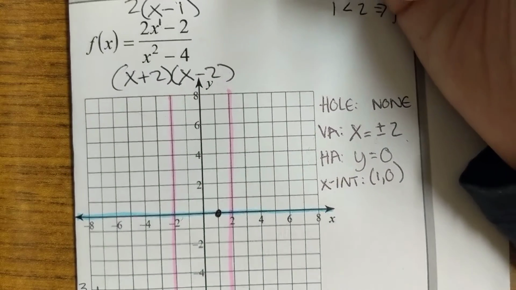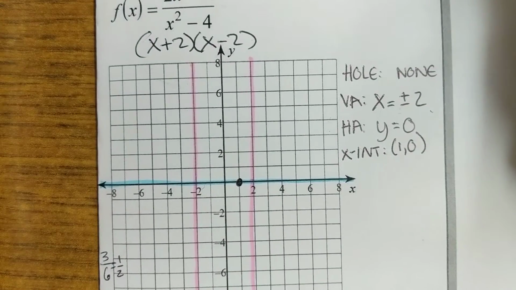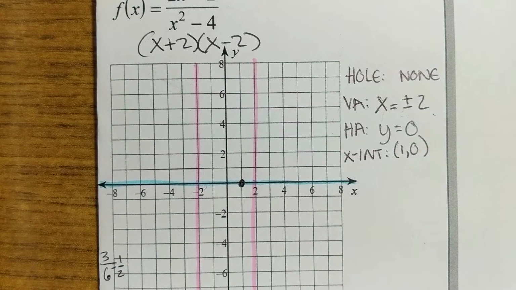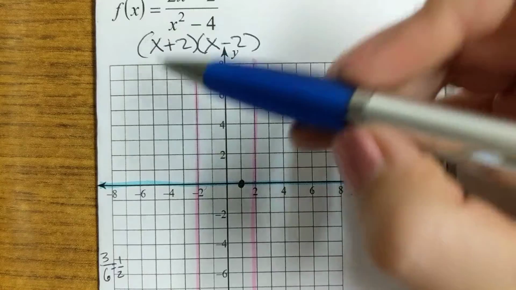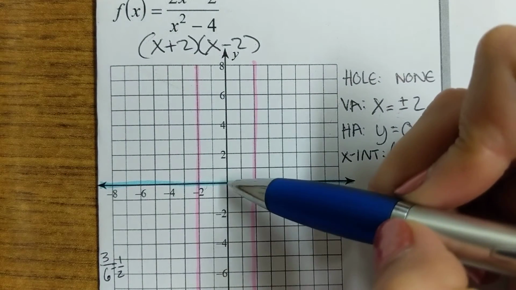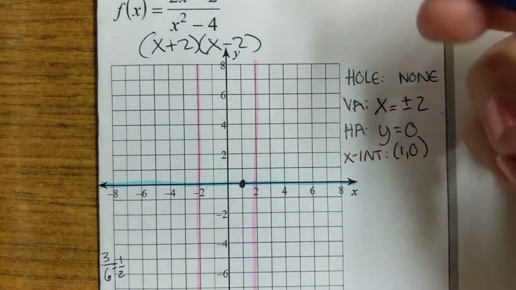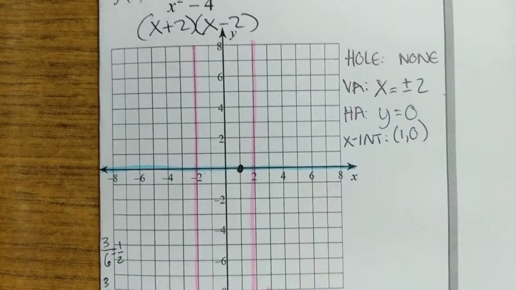I do not have a good reason for why. I should probably research that. I'll get back to you. All right, so this means we need to plug in 2 values to the left, 1 more value in the middle, and 2 values to the right.